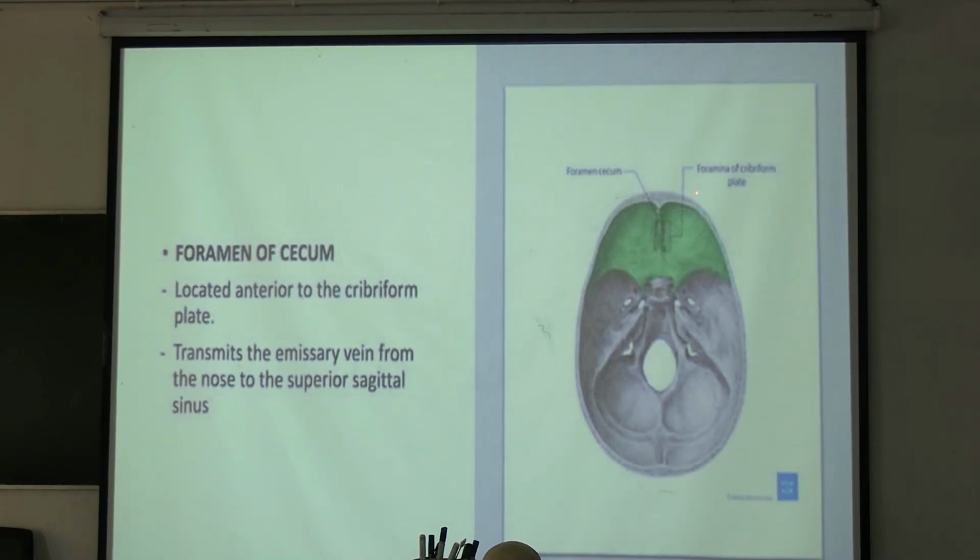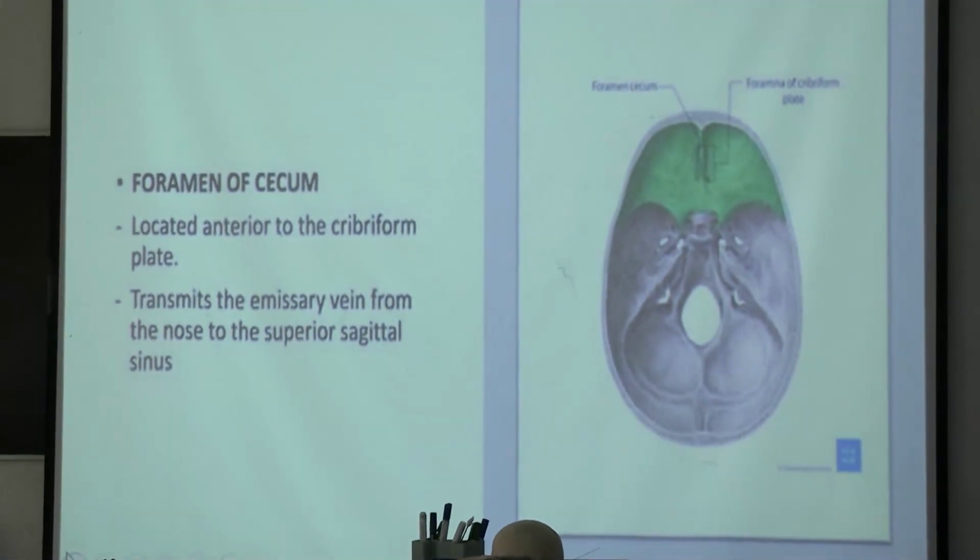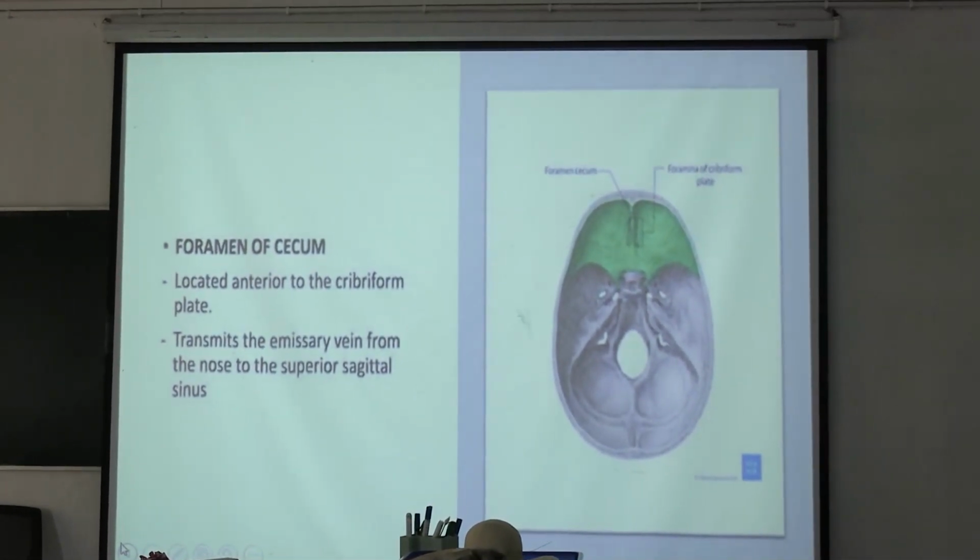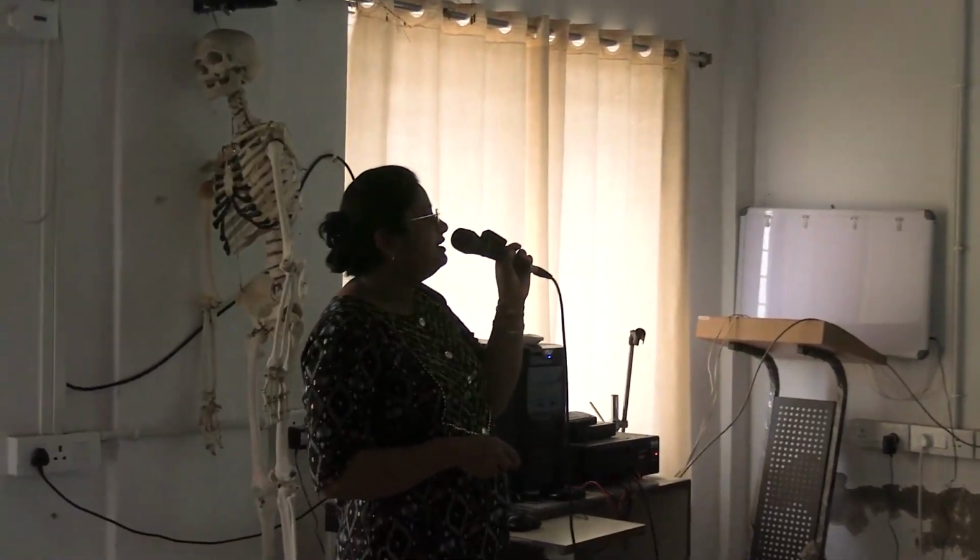Okay, foramen cecum is lying here in between the crista galli and the frontal crest. Crista galli is part of ethmoid bone and frontal crest is part of the frontal bone. Here is location of the foramen cecum. It is located anterior to the cribriform plate, and crista galli lies at the median plane of the cribriform plate. Okay, cribriform plate is a sieve-like structure, and the cribriform foramens give passage to the olfactory nerves. So this foramen cecum transmits the emissary vein from the nose to the superior sagittal sinus.